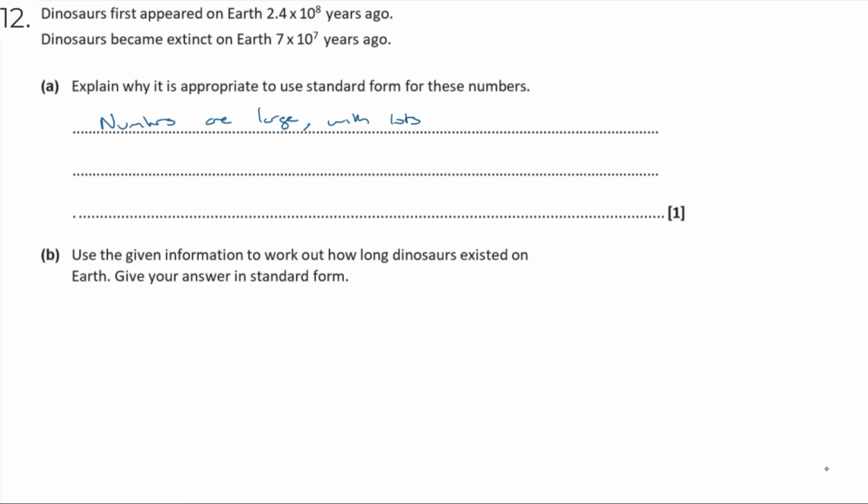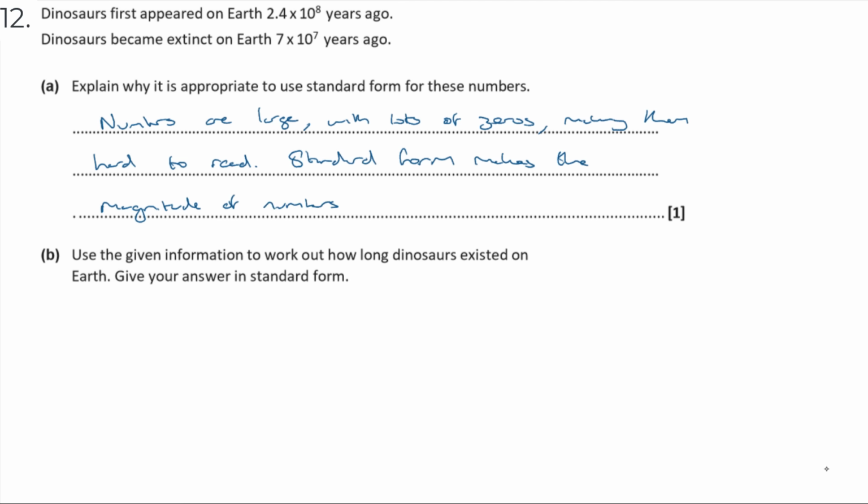With lots of zeros. Making them hard to read, I guess. Standard form makes the magnitude of numbers clear. Part B says, use the given information to work out how long the dinosaurs existed on Earth.